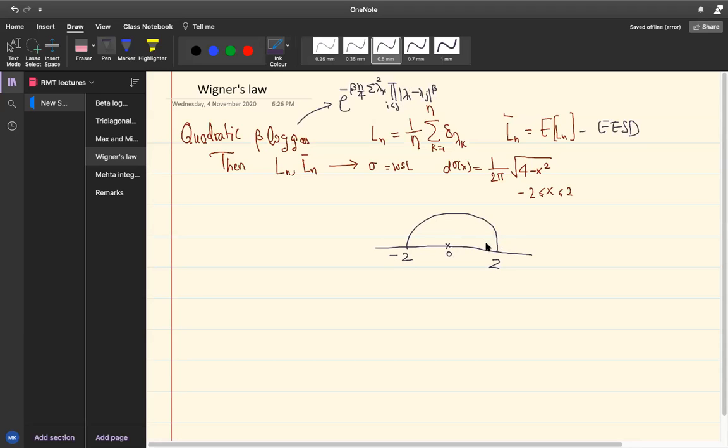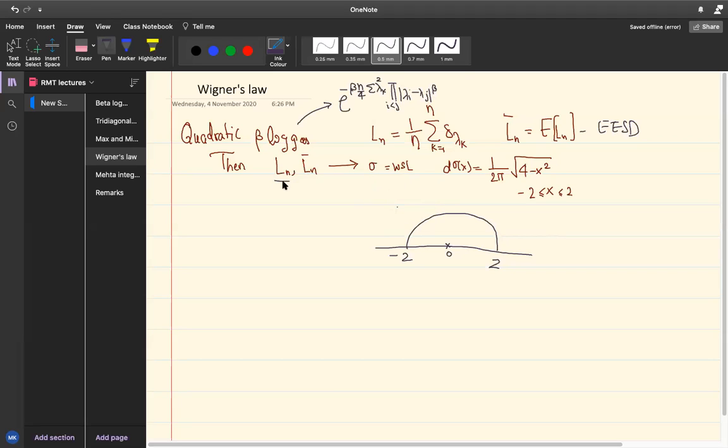It is symmetric about 0, and it looks like this. So the density is square root of 4 minus x squared. It vanishes at the two endpoints like a square root function, and Ln and Ln bar both converge to this. Ln bar converging is clear: it means convergence in distribution, since Ln bar is a probability measure. So in Levy distance, it gets close to this semicircle distribution.